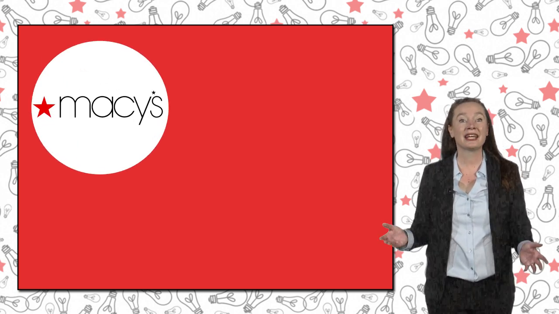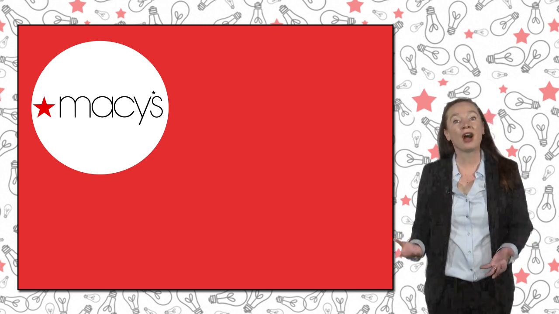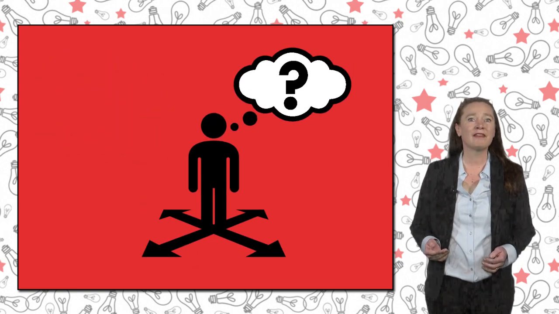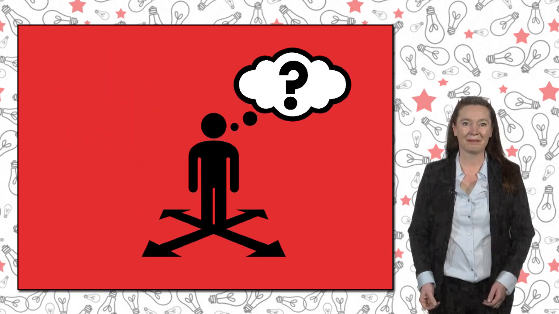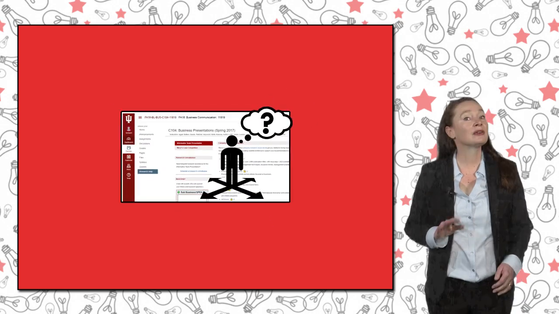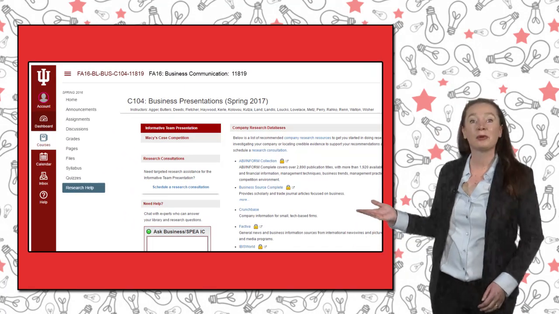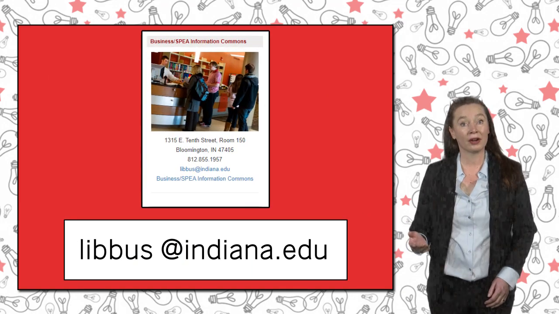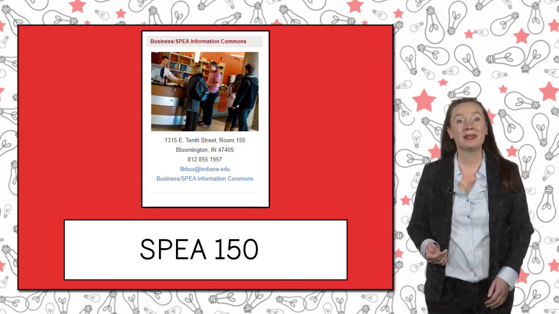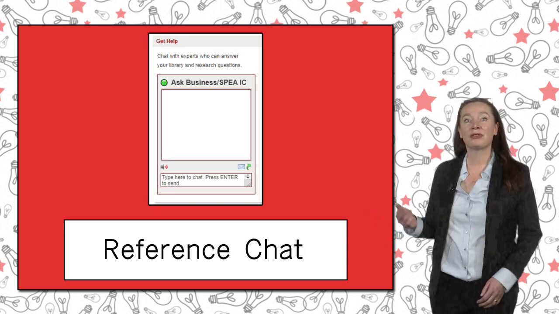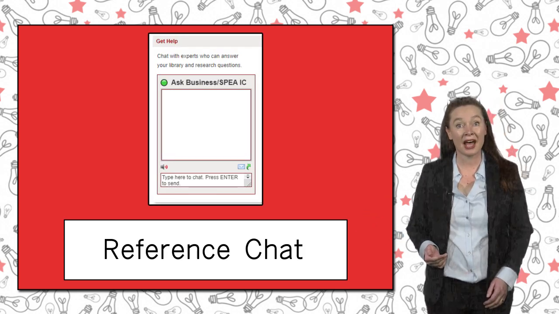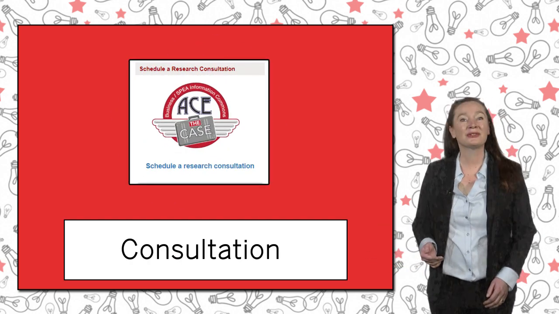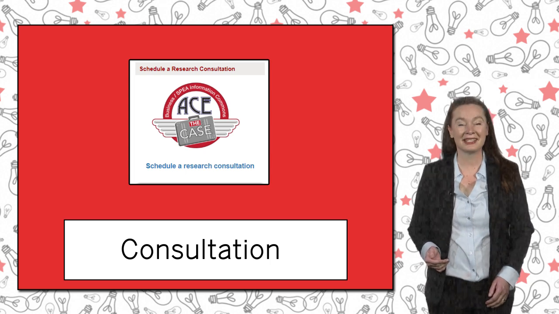As you broaden your understanding of Macy's services and products, broader industry trends, and Gen Z shoppers using library resources, you might have more questions that require deeper research. When you have research questions, there are several ways to get help, all available from your research guide. You can ask us questions via our email or visit our reference desk located in SPIA 150. Here we have the reference chat, where you can get help in real time, most days from 10 a.m. to 9 p.m. You can also schedule a research consultation here for more in-depth questions.